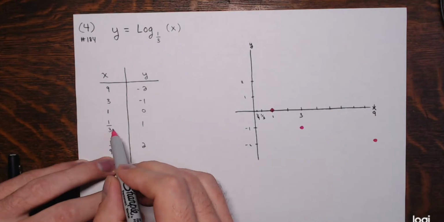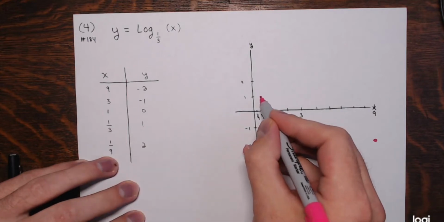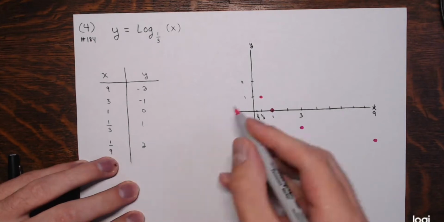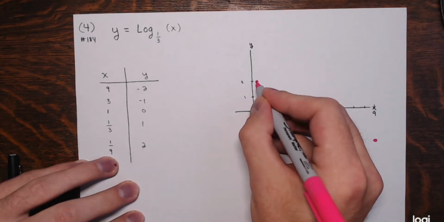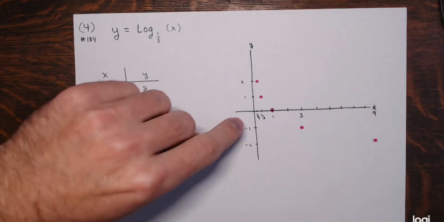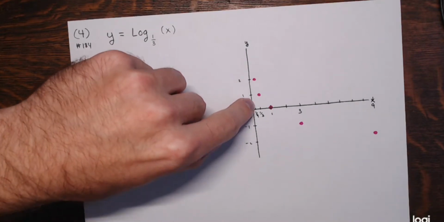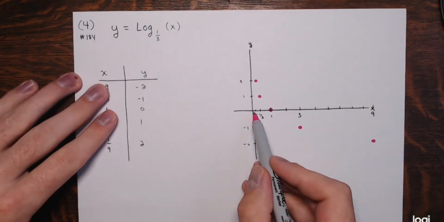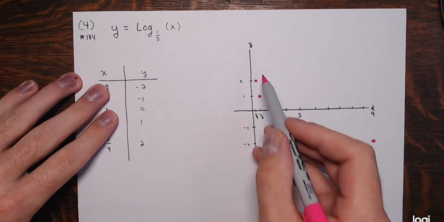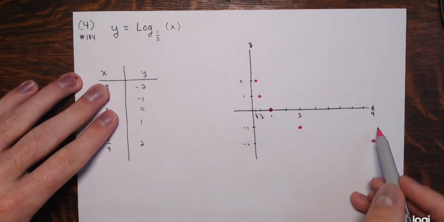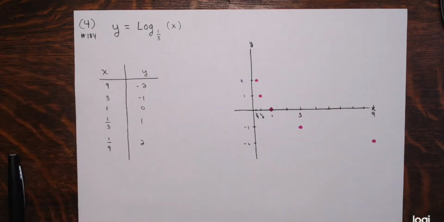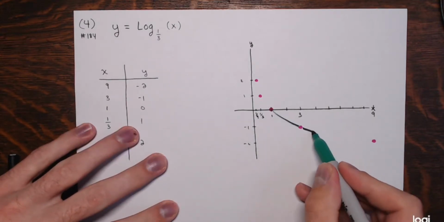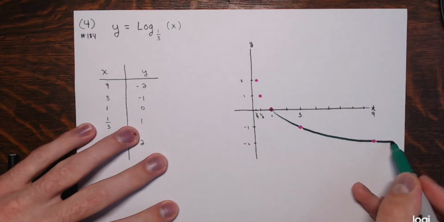Input 1/3, output 1. There's 1/3, 1. Input 1/9, right? An even smaller input. You get a bigger output, 2. Right? And if I plugged in 1/27th, an even smaller input, the output would be 3. So the closer to 0 we get for the input, the larger the output. And the bigger the input, the smaller the output, right? It goes down forever. But you're going to see it decreasing, very slowly, right? Again, decreasing, but very slowly.